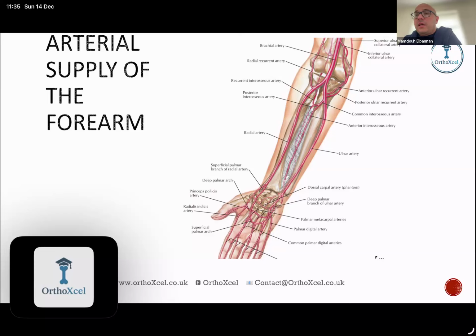Because if they say injury to a certain level, you have to mention your Allen test, and you have to be aware that the blood supply of the hand comes from the radial and the ulnar arteries in terms of the superficial and deep arches. It will come later, but I'll tell you now: the superficial arch in the palm of the hand comes mainly from the ulnar artery, and the deep arch comes mainly from the radial artery.